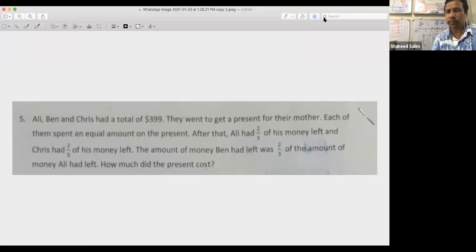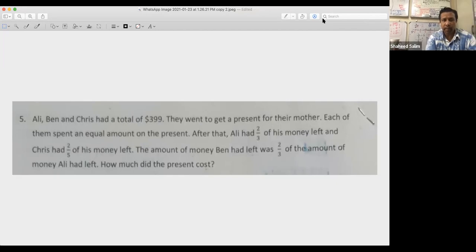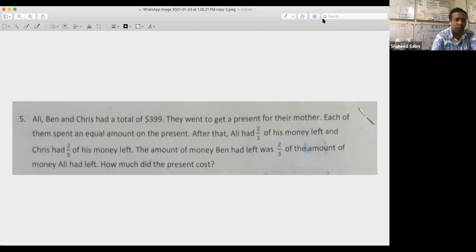Now this is, as you can see, Ali, Ben, and Chris, they have a total of $399. Now they went to get a present for their mother. And it seems that they say each of them spent an equal amount on the present. So that means they spend the same amount of money. If Ali spent $10, Ben also spent $10, Chris also spent $10.